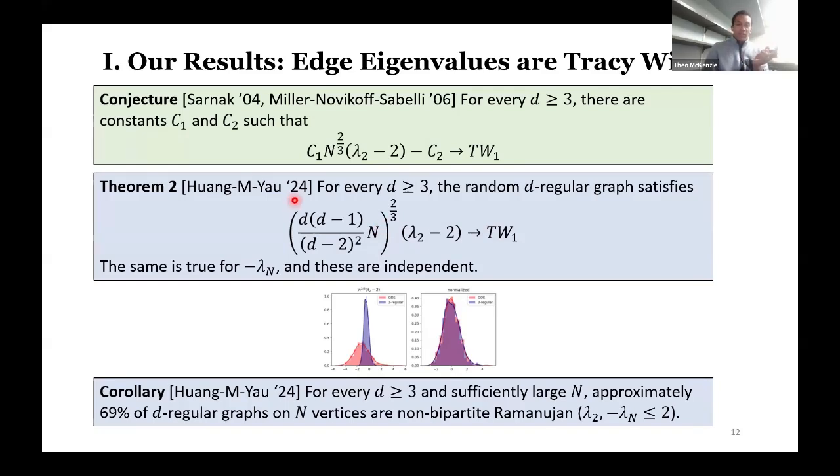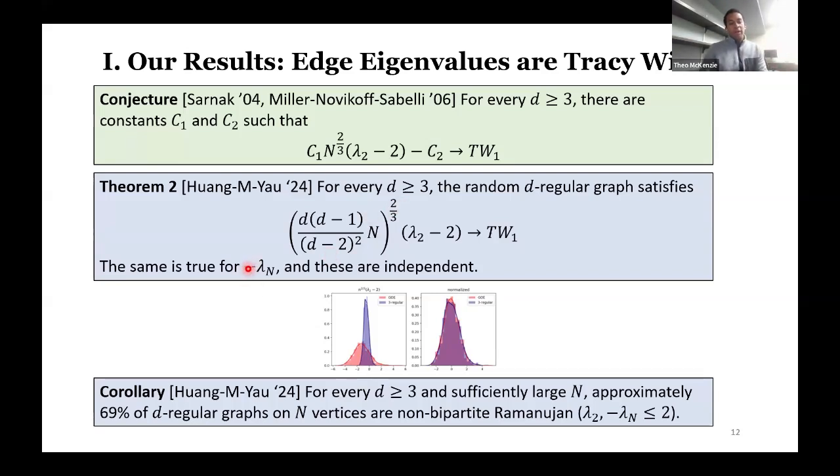I just want to note here that this factor actually makes sense, in the sense that this factor of d times d minus 1 over d minus 2 squared basically tells me the ratio of the number of eigenvalues near 2 in the Kesten-McKay law and then the semicircular law. So the point is that if I want to reason about the fluctuation of eigenvalues, then it makes sense to normalize by this factor, which basically gives this ratio of the spectral density between the two models.